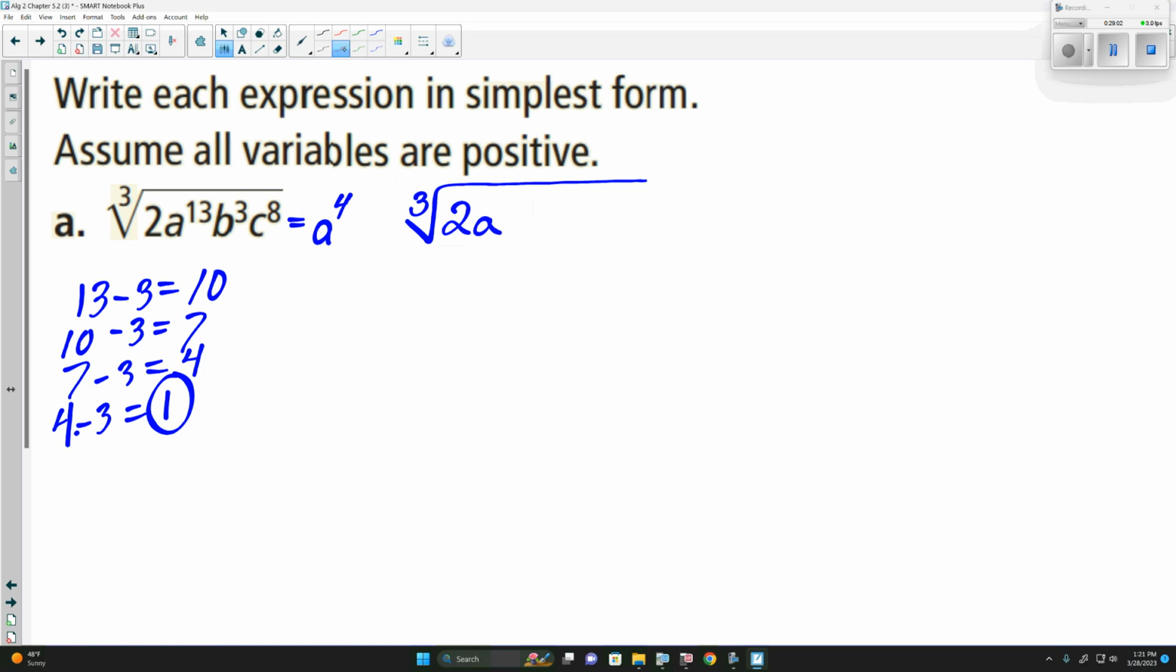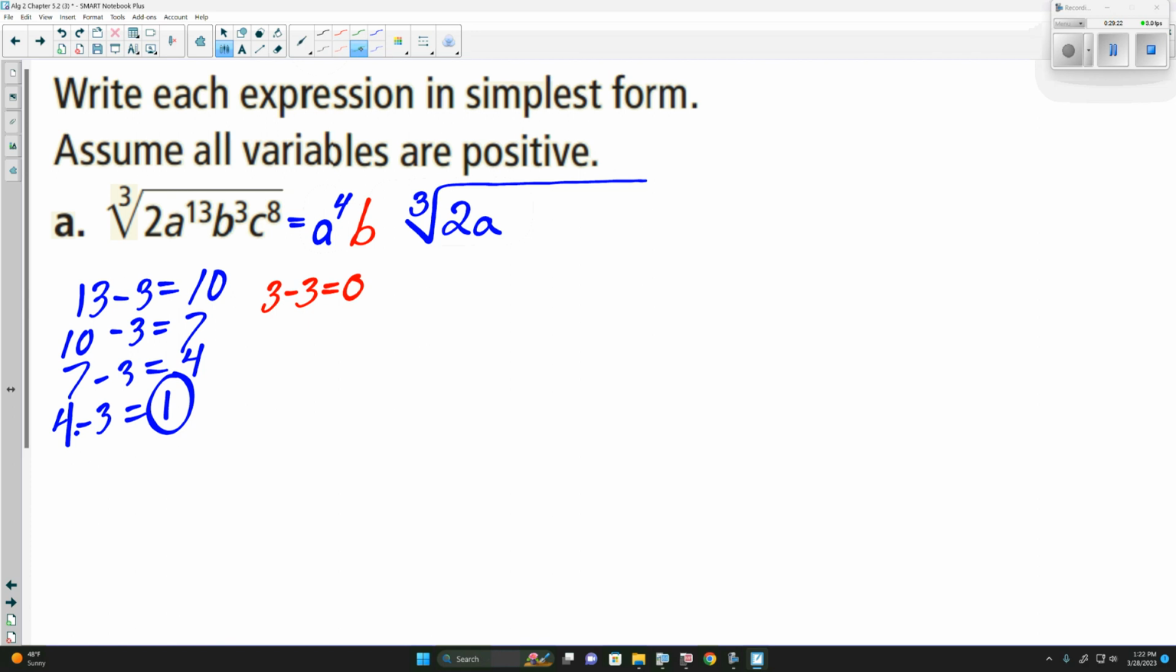If we look at b to the 3rd, well, we can do 3 minus 3, which is 0. So we'll be able to take 1 out. How many are left inside? 0. Because the cubed root of b to the 3rd is just b.